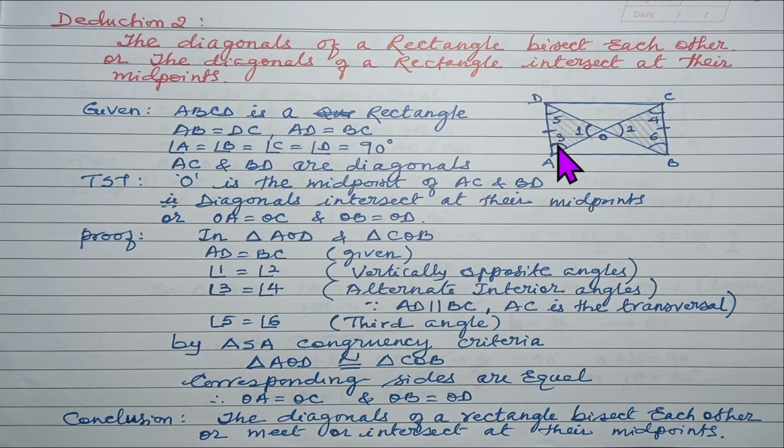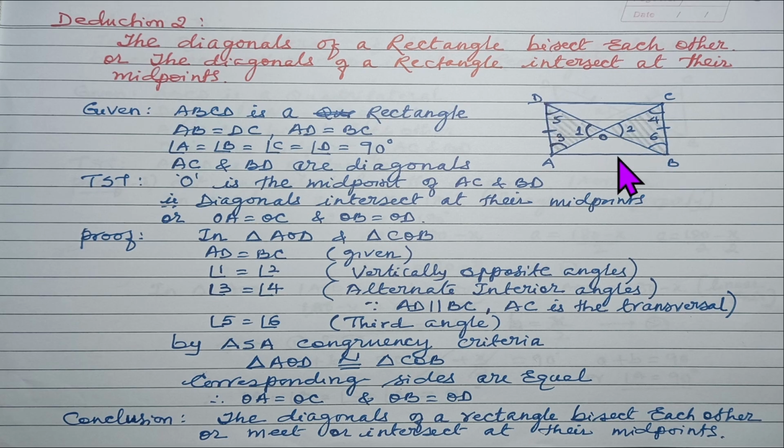Now we are given ABCD is a rectangle. Let us understand what is given to us first. ABCD is a rectangle. AD and BC are equal. AB and DC are equal. They are opposite sides of a rectangle. And also angle A, angle B, angle C, angle D are equal to 90 degrees. Now what we have to prove is that AC and BD bisect each other, or O is the midpoint of AC and midpoint of BD, or OA is equal to OC, OB is equal to OD. That is what we have to prove.